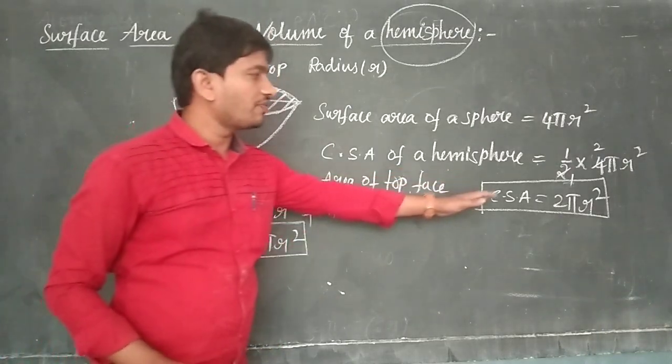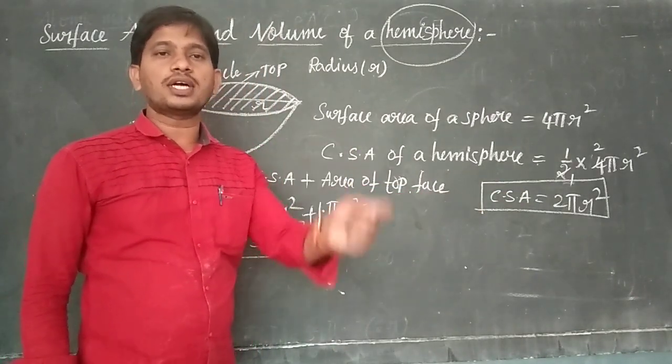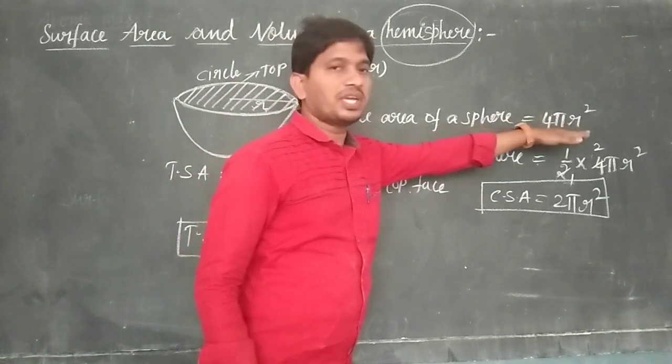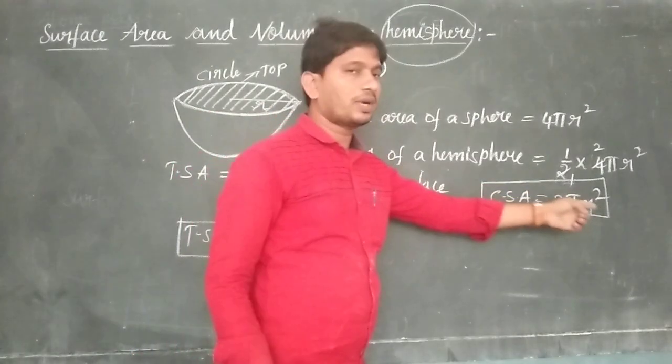What about the curved surface area of a hemisphere? It is exactly half of the surface area of a sphere. We know the surface area of a sphere is 4 pi r square, and half of that is 2 pi r square.